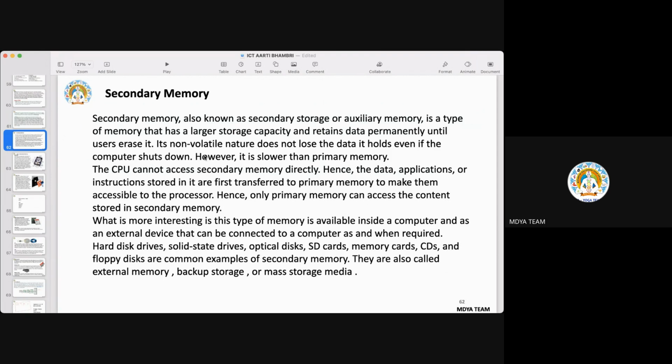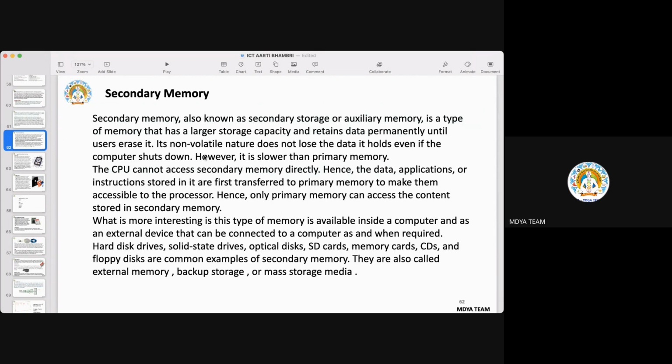Then secondary memory, or storage, or you can say auxiliary memory. This is a type of memory that has larger storage capacity. You can increase the capacity of your system as per your requirement. If you purchase a system, it has some memory, say in GBs. If you want to increase it as per your need in future, you can use some external memory, which we call secondary memory or auxiliary memory, because it's not a part of your system.